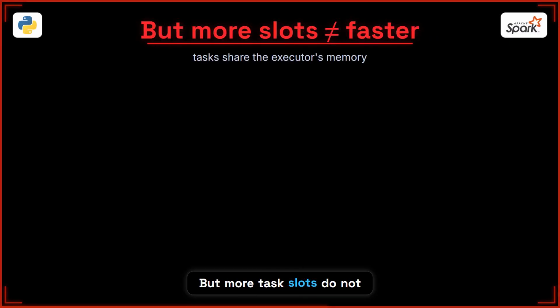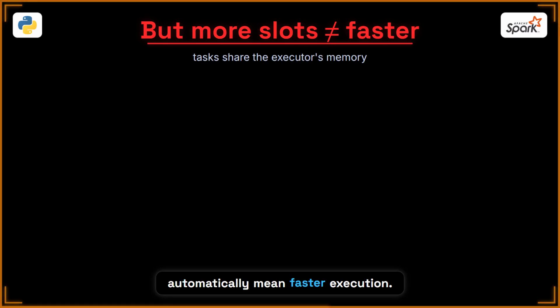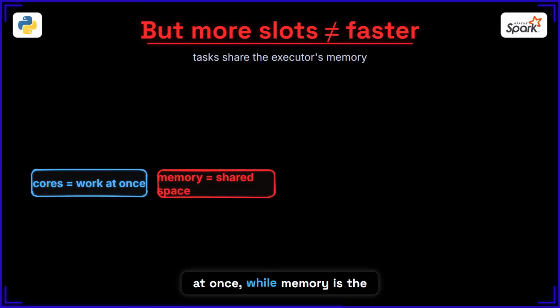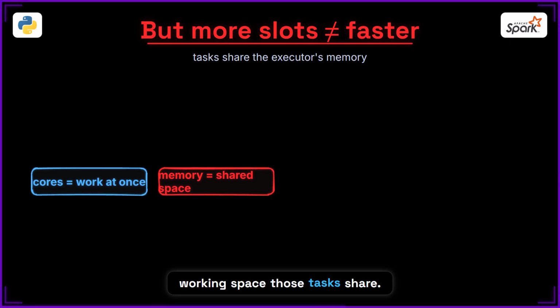But more task slots do not automatically mean faster execution. And most importantly, tasks running inside the same executor share its memory as well. So, when too many heavy tasks run at once, the executor can become overloaded as well. We will go much deeper into executor memory in the next videos, but for now, remember that cores decide how much work can happen at once, while memory is the working space those tasks share.